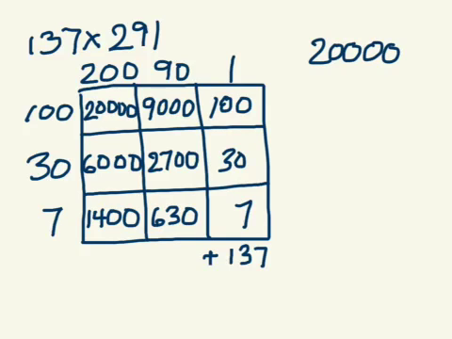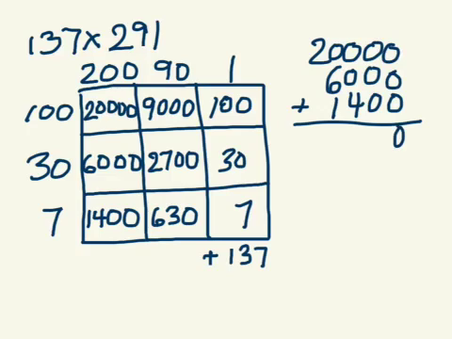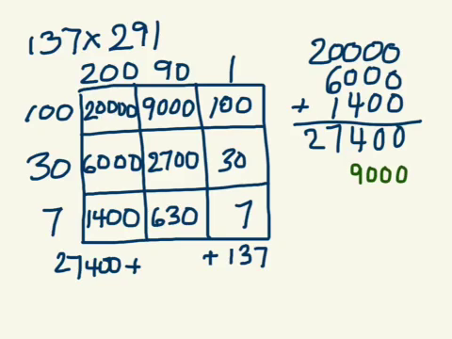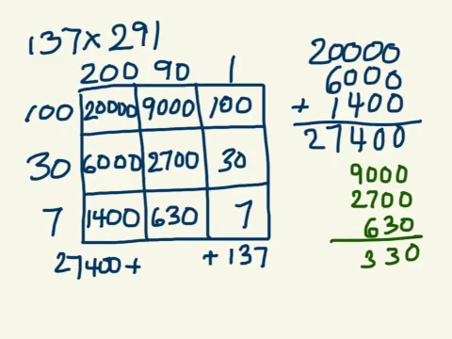20,000, 6,000, 1,400, 0, 0, 4, 7, 2. That's going to be 27,400 plus, and then we need to do, I'm going to change color so I can tell the difference. 9,000, 2,700, 630, 0, 3, 13, 11, 12.